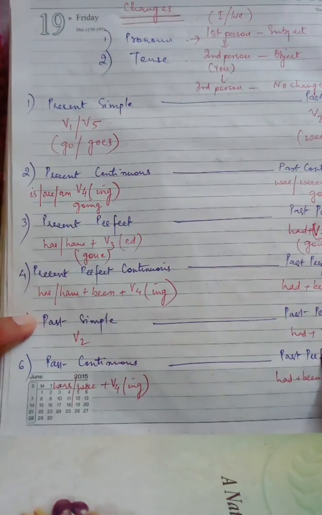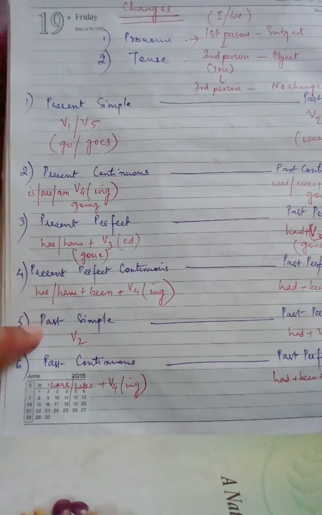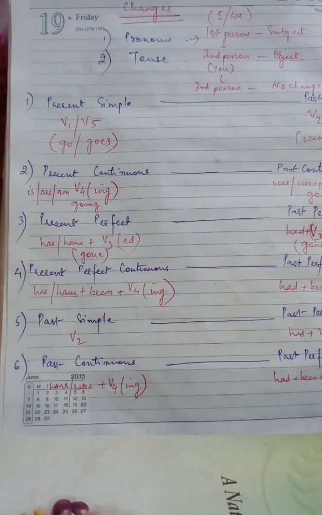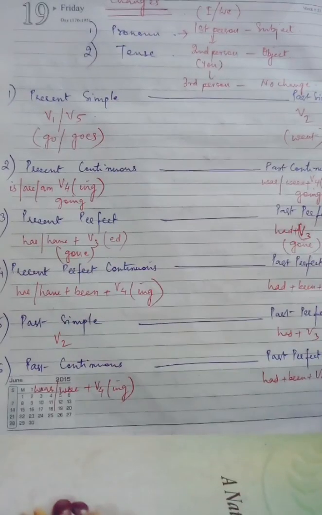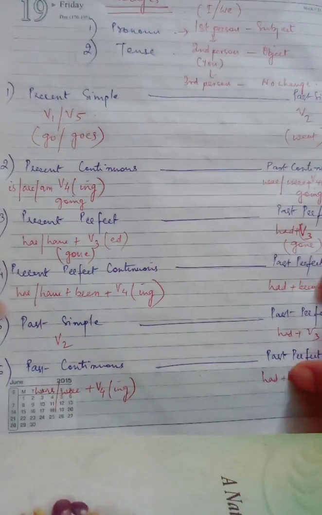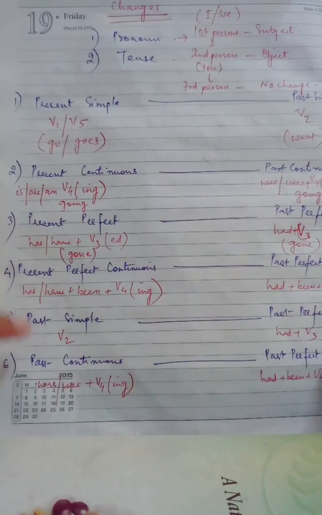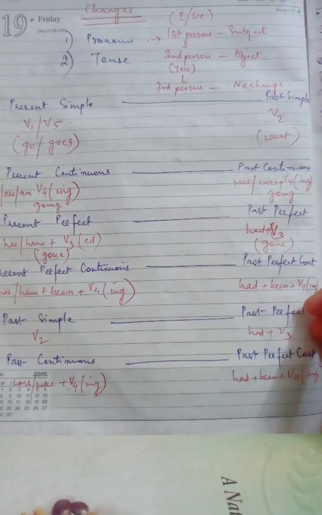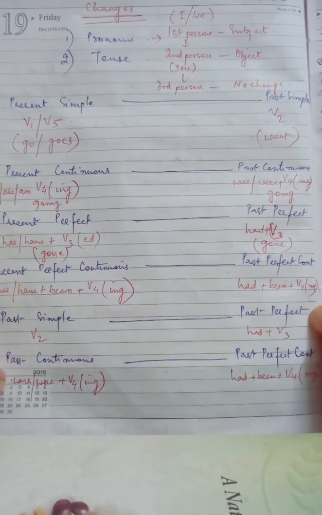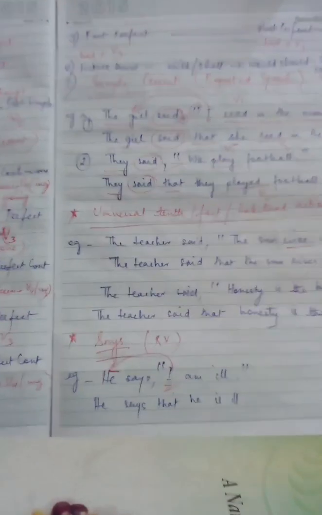Now what will happen if your direct speech is in simple past tense? Whenever it's simple past tense, remember, simple past changes into past perfect. Okay, you need to write all these things in your notebook. So simple past changes into past perfect, past continuous changes into past perfect continuous tense. If you have a past perfect, no change, it will remain as past perfect.